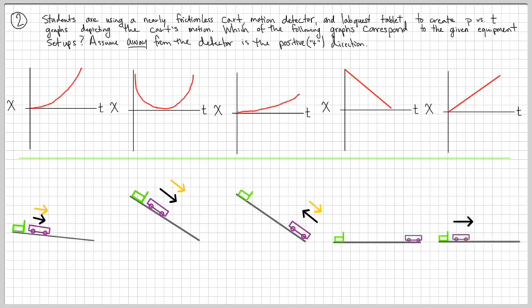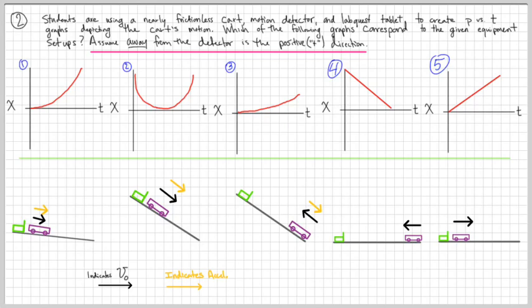I have some equipment setups that show the cart in purple. I have a green thing there, that's the motion detector. We said away from the motion detector is going to be positive, and I have black arrows that indicate the initial velocity of the cart, whether it was pushed or just released and gravity is accelerating it downward. And then the golden arrows indicate the acceleration. I've numbered my graphs 1 through 5, and I'm going to letter my equipment setups A through E. I'm also going to put on there the positive and negative directions to help me remember which way is which. The problem said that away from the detector is the positive direction.